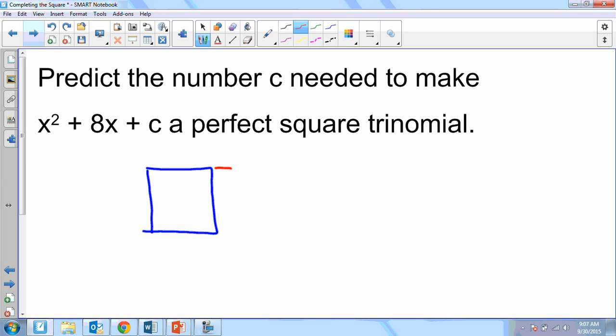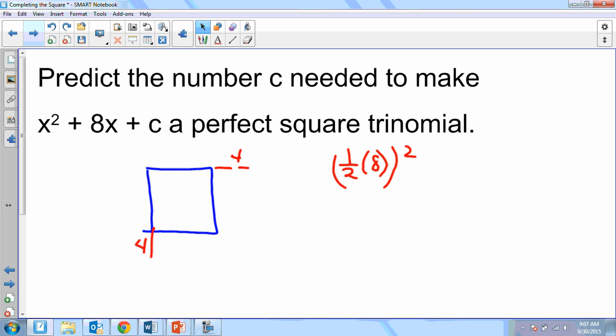Yeah, 4 here and 4 here. So we're splitting it. We're taking half of that 8, aren't we? And then what do we do to it in order to get all the right boxes down here? Yeah, we square it. So 1/2 of 8 squared will be what our c is. Okay? Half of 8 squared gives us our c.